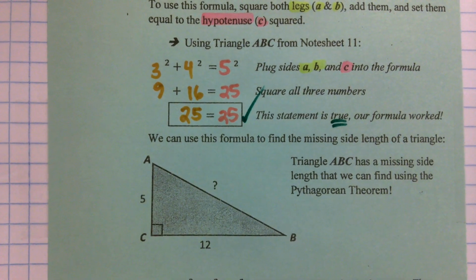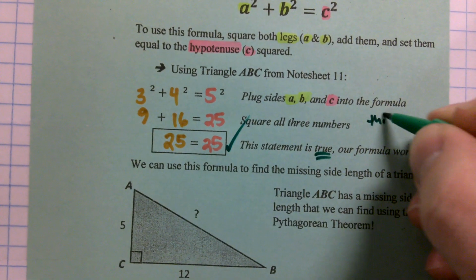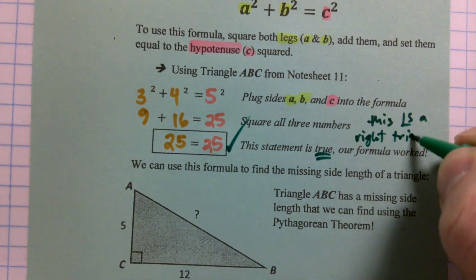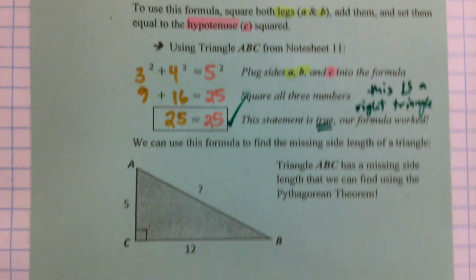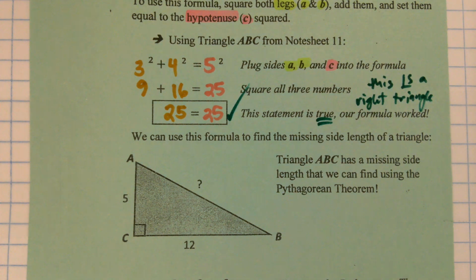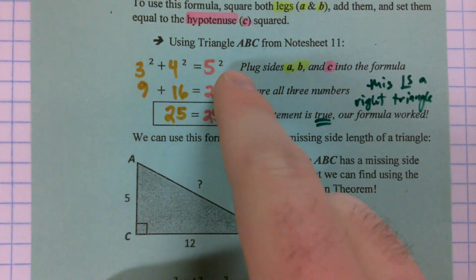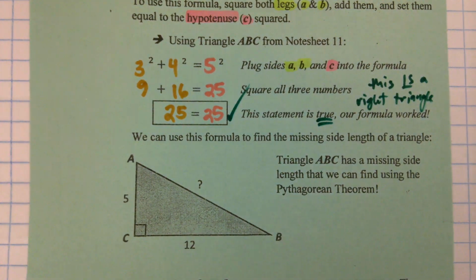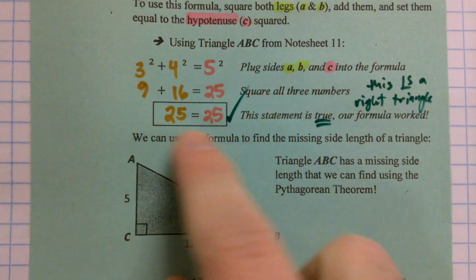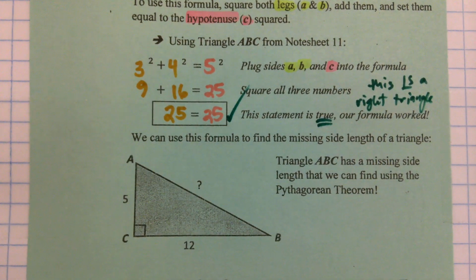All right. Our formula worked. This is a right triangle. So there's going to be a part of this unit, not necessarily today, but we'll build up to it next week, where you're going to be given 3 side lengths, like 3, 4, 5; 6, 7, 8; 10, 12, 15. And you're going to have to determine, do these 3 side lengths form a right triangle. All you have to do is plug them in, work it out, and see if your statement's true or false. But we'll get to that.